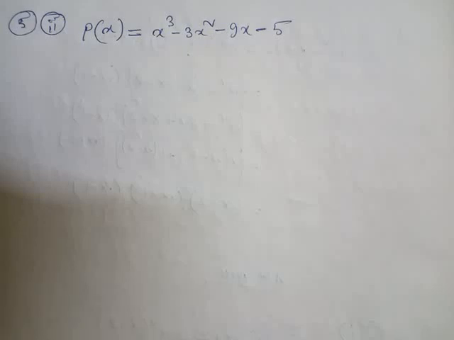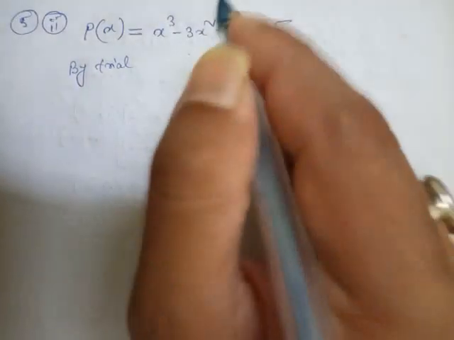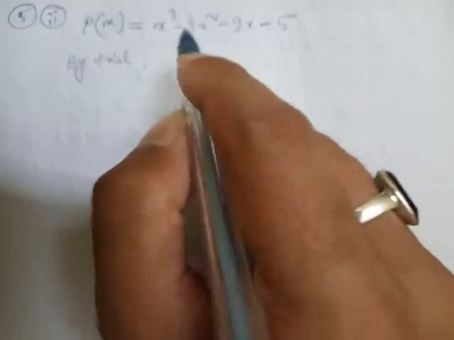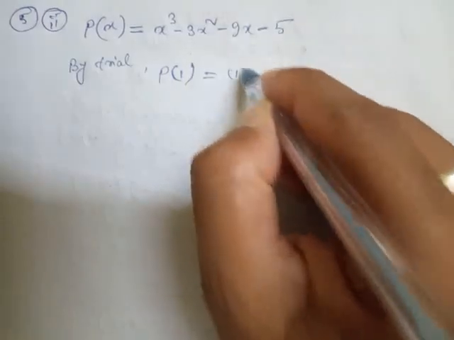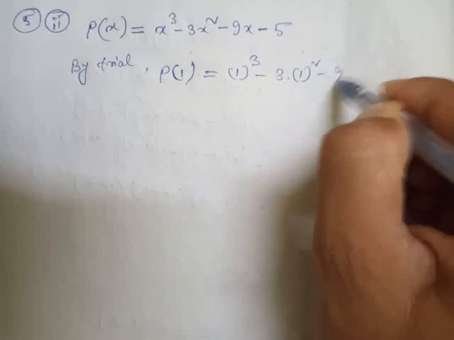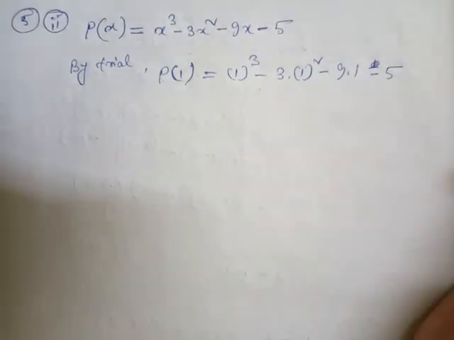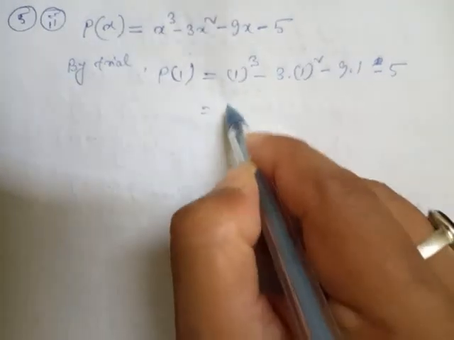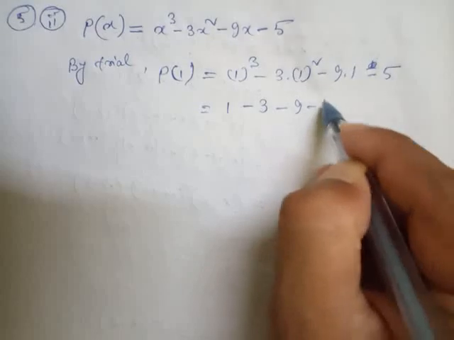Here I have to go for the long method, and by using trial, first of all, look here, I am writing p1, which means in place of x I am writing 1. Now look, 1 cube minus 3 into 1 square minus 9 into 1 minus 5. After that, 1 cube is 1, 3 into 1 is 3, then minus 9, then minus 5.